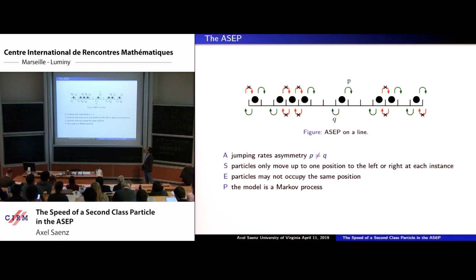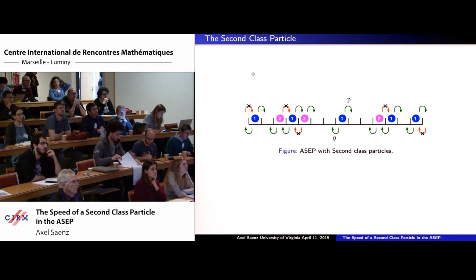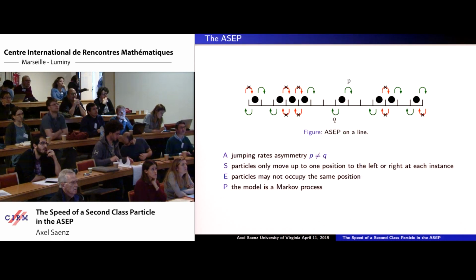So we'll start with the ASEP. Craig already introduced it, so we can go through it pretty quickly. We're going to have the, oh no, where's the, here we go, laser.